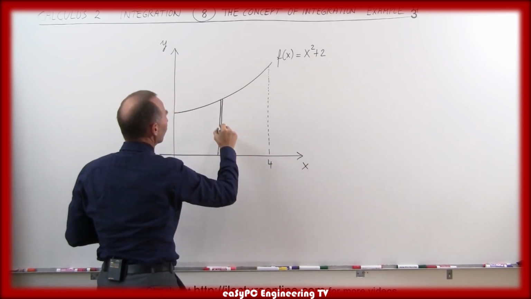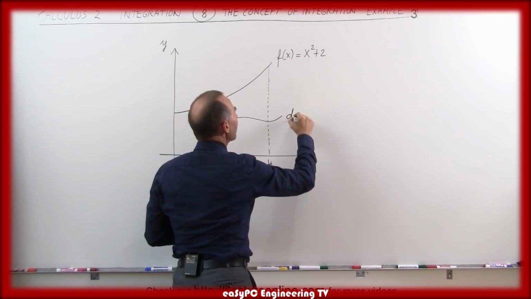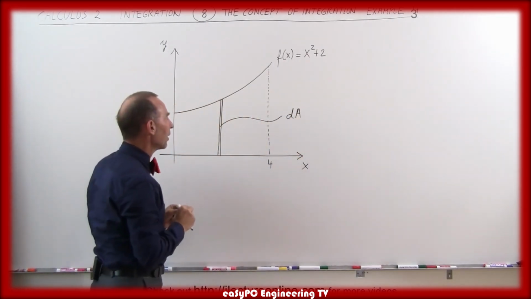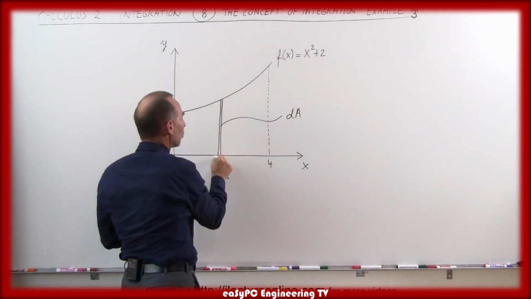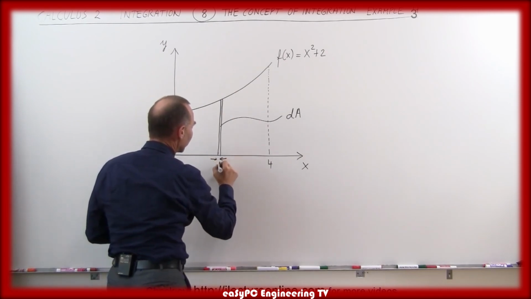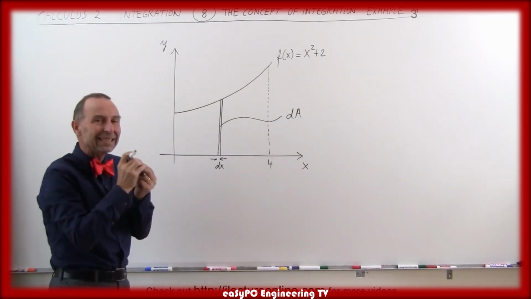And the rectangle has a small amount of area. We're going to call that small amount of area a dA, like a small change in area, a very small, minuscule amount of area. And that area is equal to the height of the rectangle times the width of the rectangle. And the width of the rectangle is going to be a very small amount of dx, a very small change in x. A puny, tiny little change.